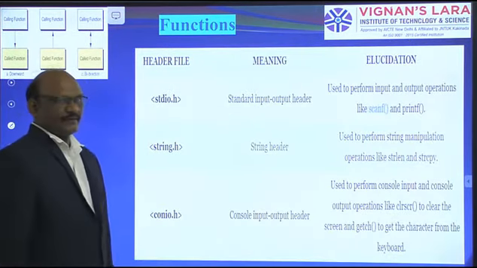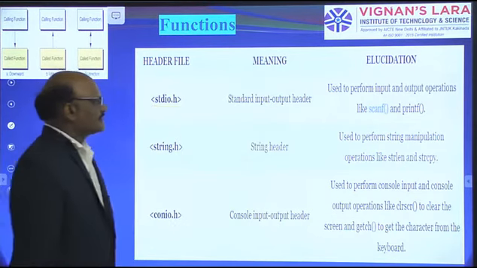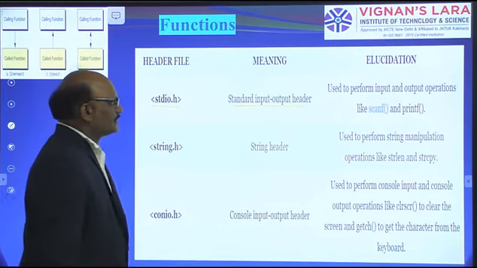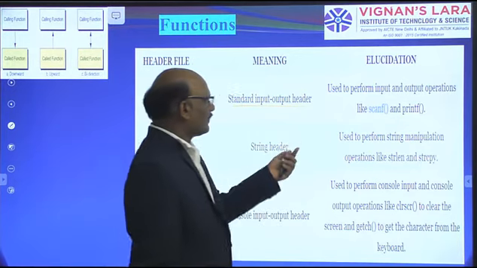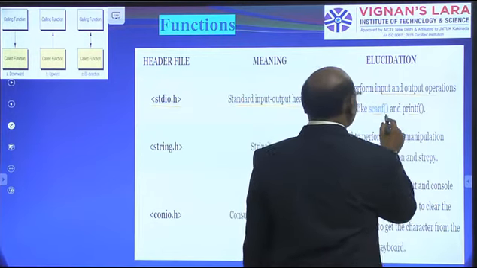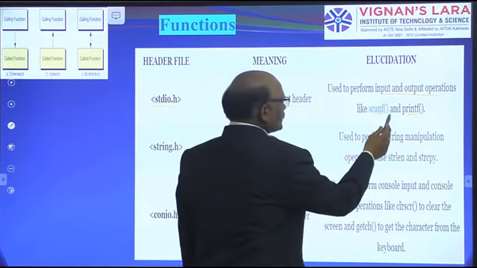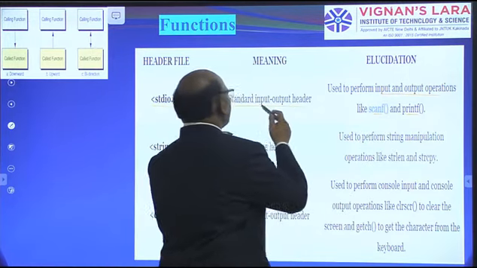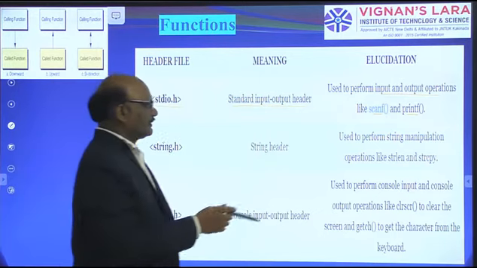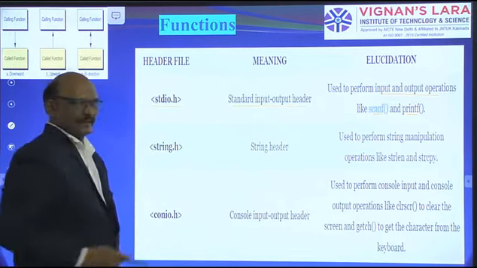Right, header file stdio.h. This is the standard input-output header file. It is used to perform input-output operations like scanf and printf. These two are the library functions which are defined in the header file stdio.h. Whenever you are using scanf and printf, you need to include this header file.